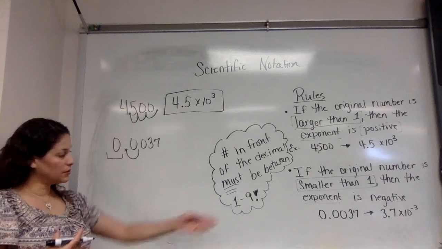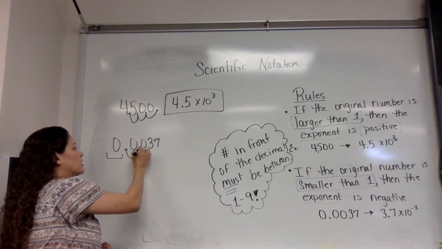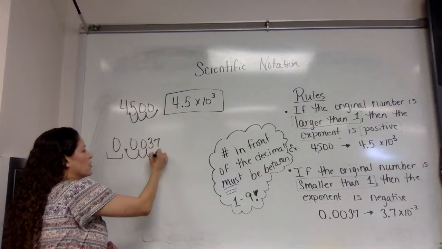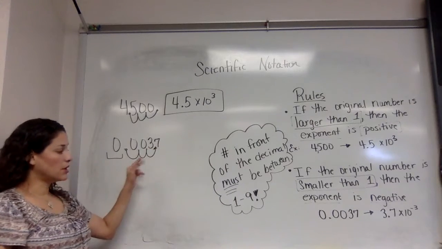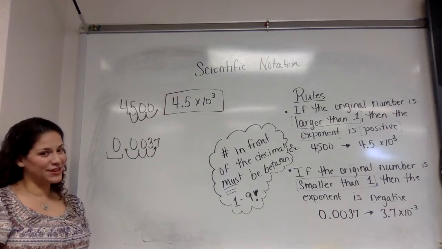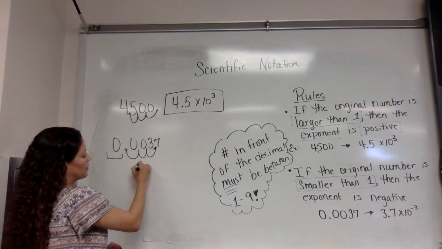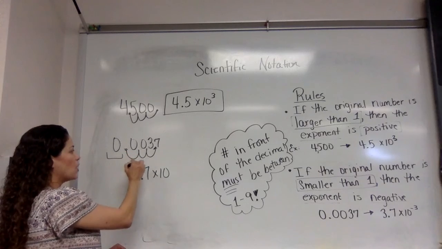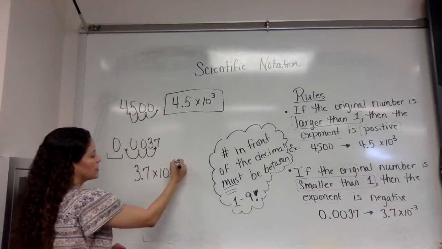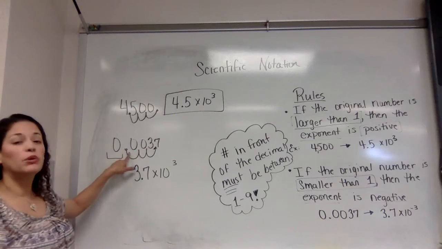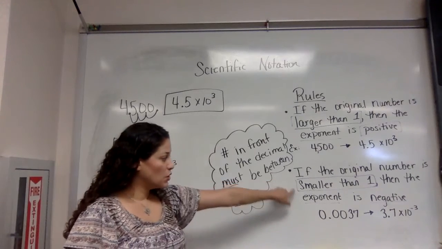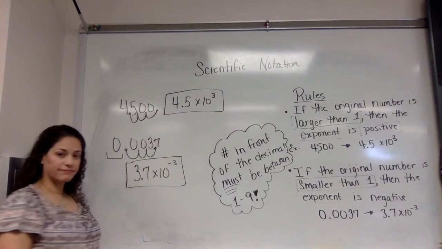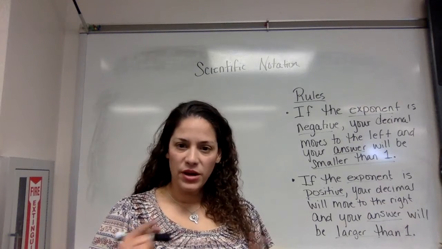Well, now I'm still seeing 0. Doesn't follow the rule. Let's make another jump. Same thing. 0. Doesn't follow the rule. I stop here now. 3. Is 3 between 1 and 9? Sure is. So here's my answer. 3.7 times 10. Well, let's see how many jumps did I make. 1 jump, 2 jumps, 3 jumps. I made 3 jumps. This number was smaller than 1, so my exponent has to be negative. There's my final answer.